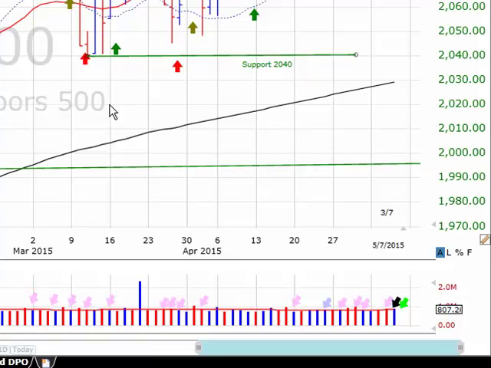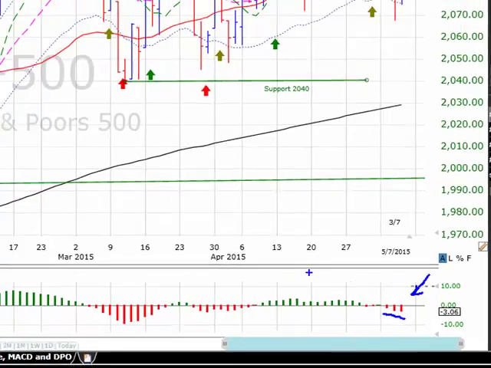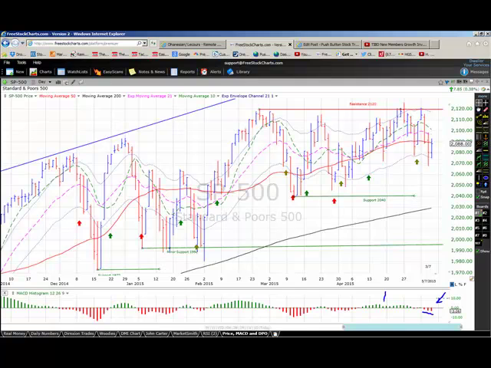Let's take a look at the MACD histogram. Our MACD histogram continues to trade below the zero line and is in a short-term downtrend. Because we're trading below the zero line, which is bearish, and because we're in a short-term downtrend, our immediate bias on the S&P 500 remains bearish.